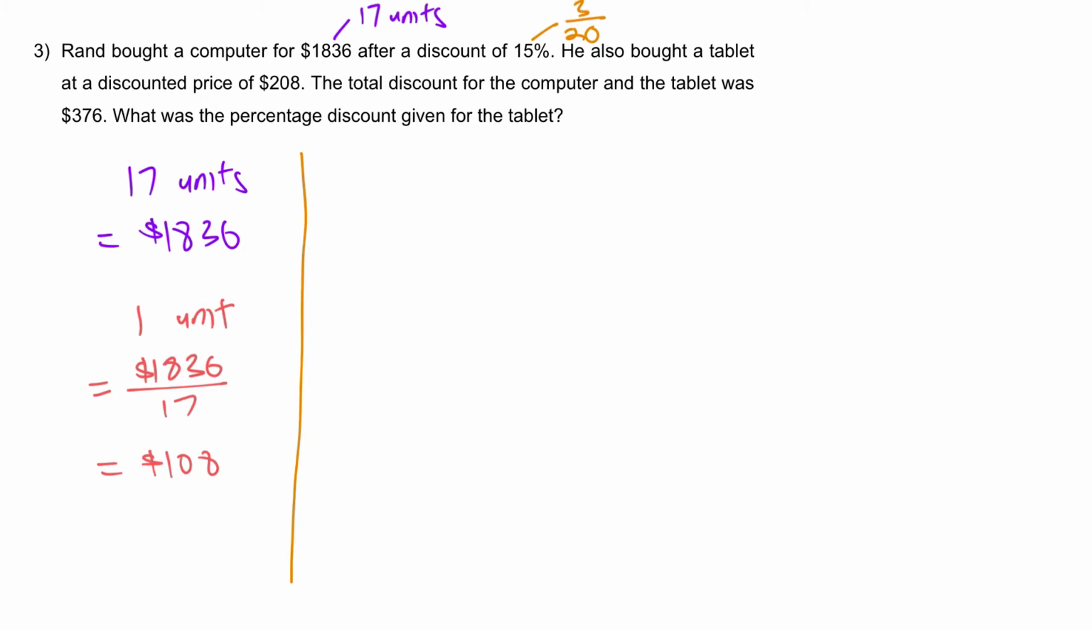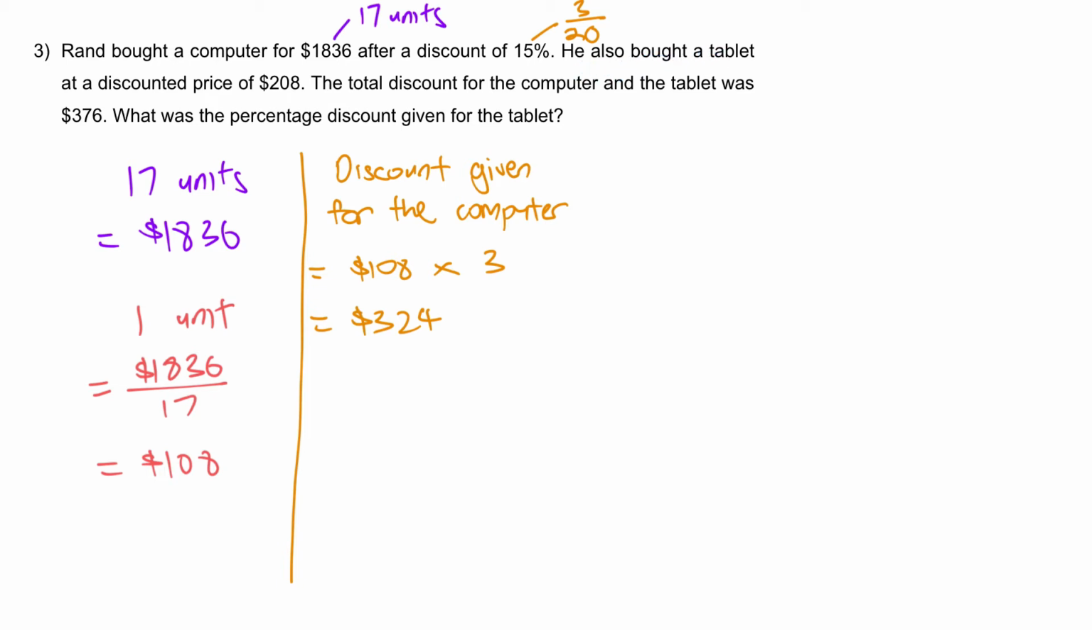Next, we're going to find out the actual discount given for the computer, and we know that it's 3 units. So the discount given for the computer is 108 times 3, right? Because it's 3 units, we should get $324.